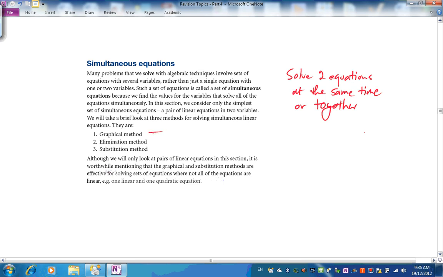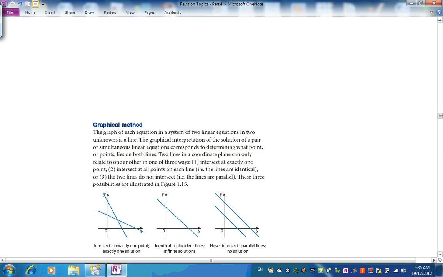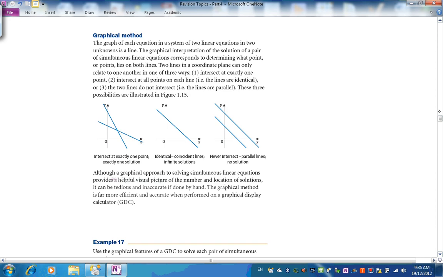First of all, the graphical method that Pearson's has done here first, because this gives you a good idea of what it means to solve the two equations together. In this section we're only going to look at straight lines, or linear equations. Here's the graphical method where we draw the two lines.